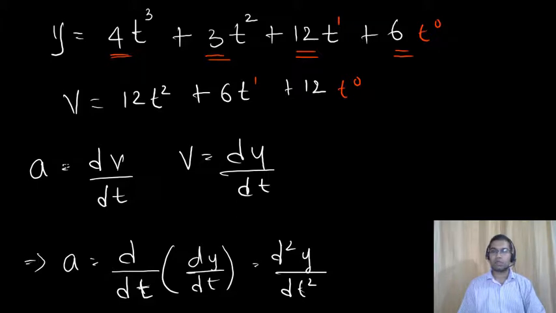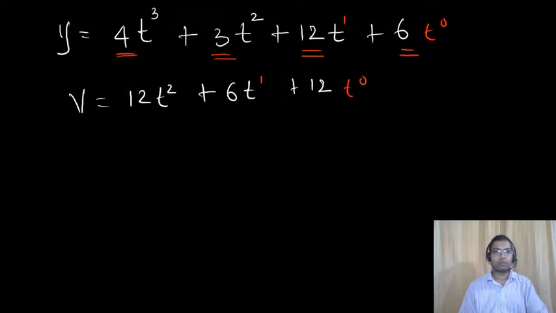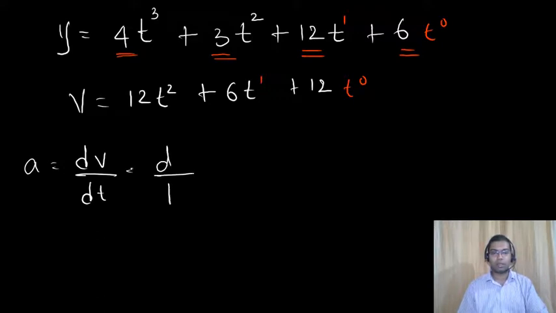So mathematically, this is what it means. Here we are not using any graph. We are just using a formula and doing it. So let us go ahead and find acceleration. Acceleration is dv by dt, which is nothing but d by dt. We need not write this as d square by dt square of y because we have already differentiated it once.